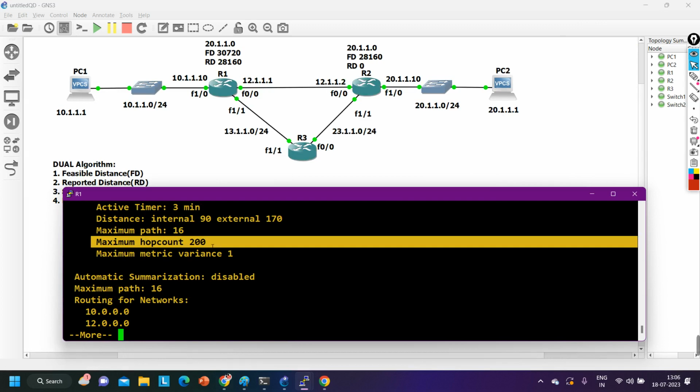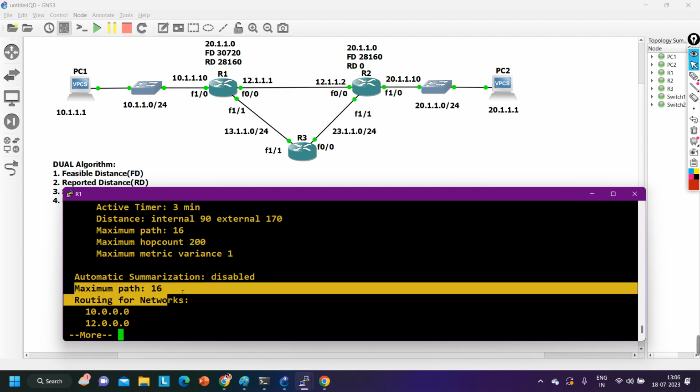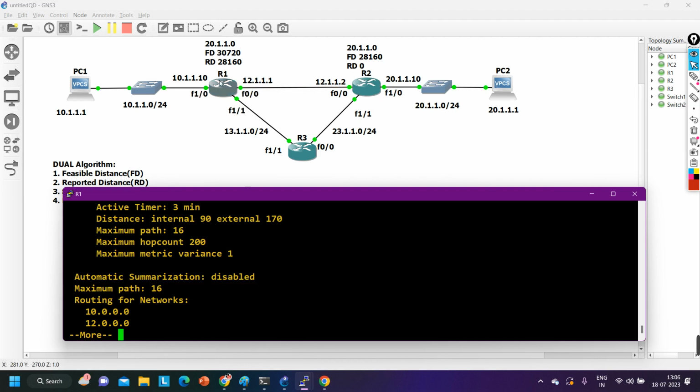Maximum hop count is 200 now. Maximum hop count means how many hops are allowed in EIGRP. And maximum path means how many maximum paths it can install in the routing table. Like router 1 has 2 paths now.